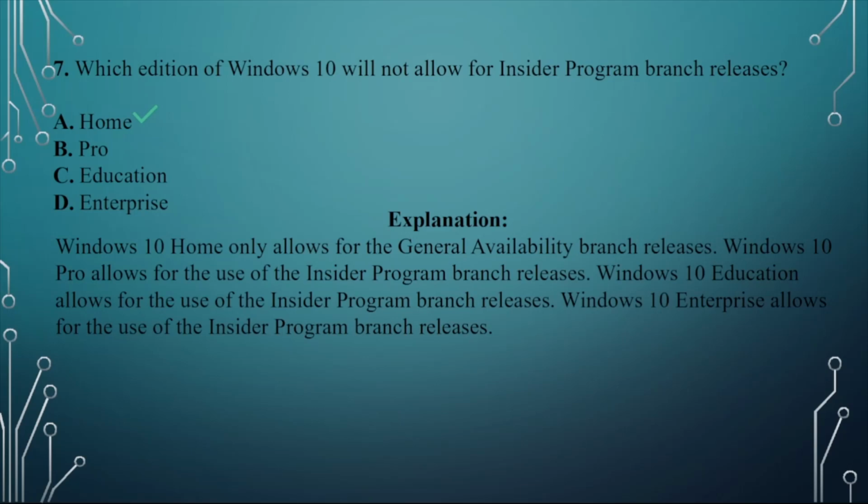Windows 10 Home only allows for general availability branch releases. Windows 10 Pro allows for the use of the Insider program branch release. Windows 10 Education allows for the use of the Insider program branch release. And Windows 10 Enterprise only allows for the Insider program branch releases.